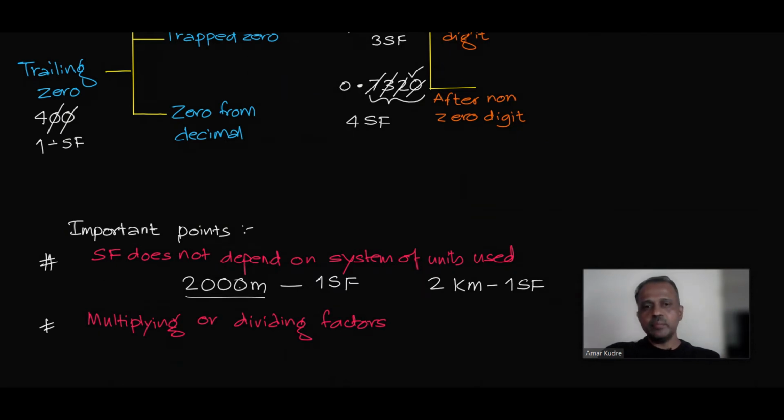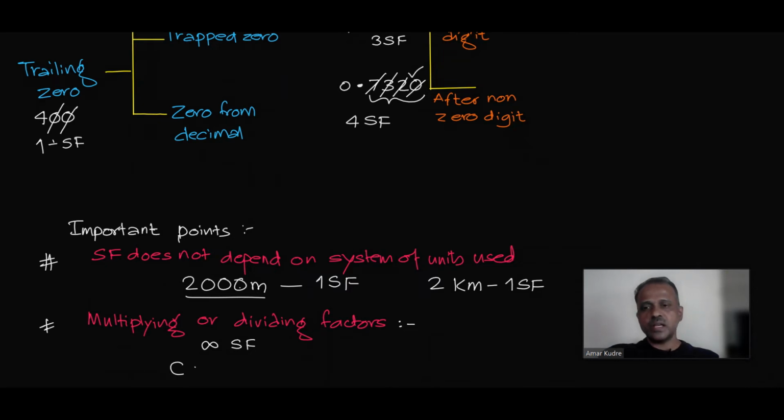Now, secondly, the multiplying or dividing factors. Many times we come across multiplication of certain numbers, where certain digits are multiplying or dividing factors. If they are not coming from rounding off, or from measurements, then we can say that these numbers have infinite significant digits. Okay, what is the meaning of that?